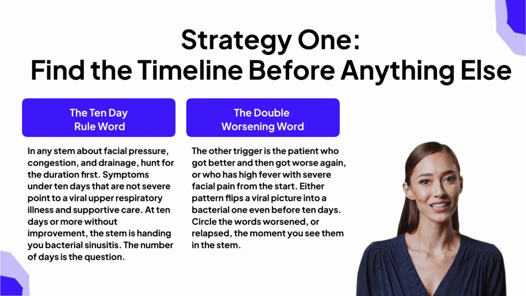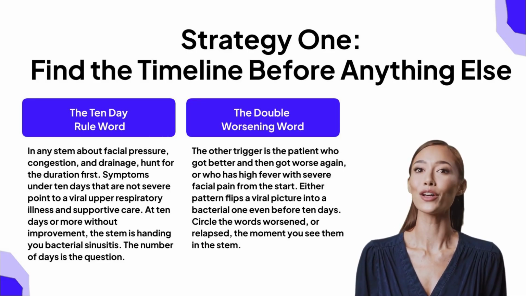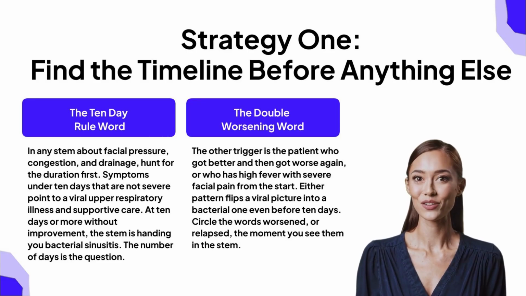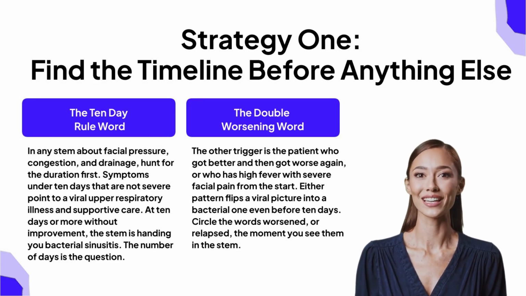The second trigger is the patient who got better and then got worse again, or who has high fever with severe facial pain from the start. Either flips a viral picture to bacterial before 10 days. Circle the day count, and the word worsened every time.